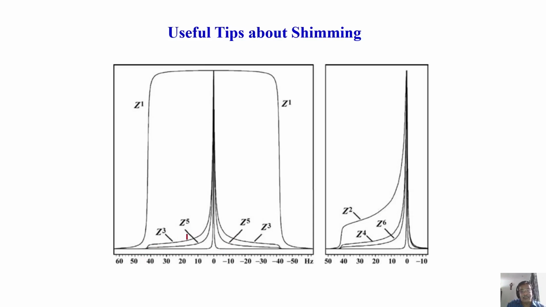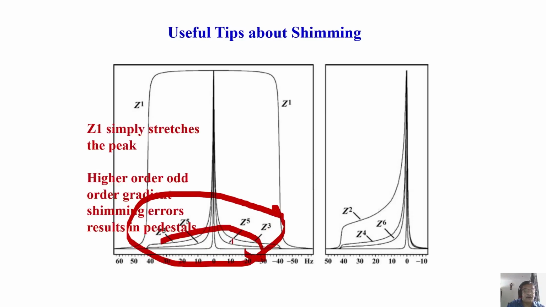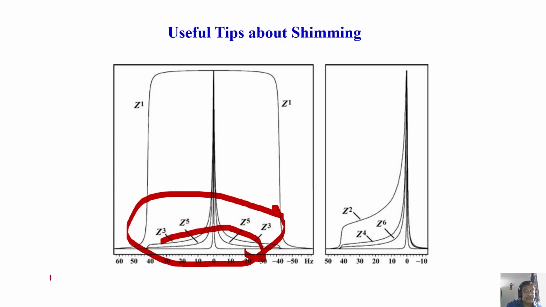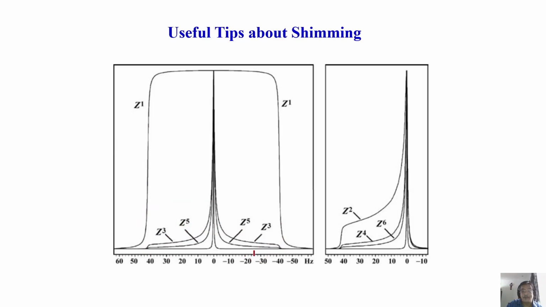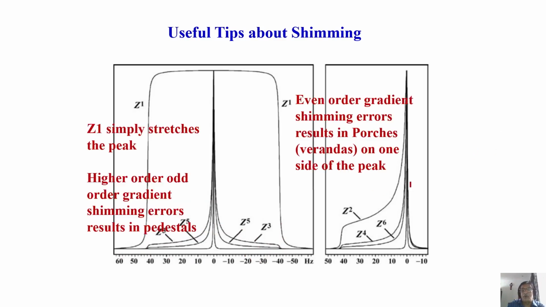If Z3, Z4, Z5 odd order gradients are bad, you get something like this. These are all called pedestals. You feel that the sample is sitting on a pedestal, a signal sitting on a pedestal like this. Sometimes these are called porches, or verandas. When the even order gradients are bad, like Z square, Z4, and Z6, on either side, maybe on the left side or on the right side, you will get verandas, also called porches. So these are the things which tell you your shimming is bad.